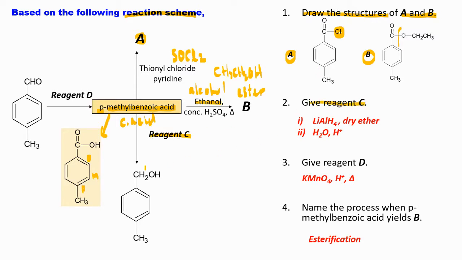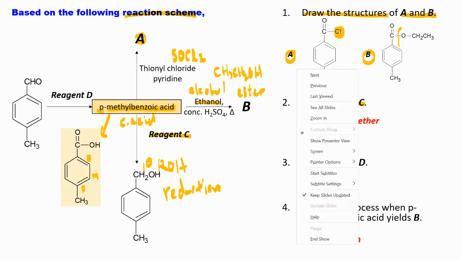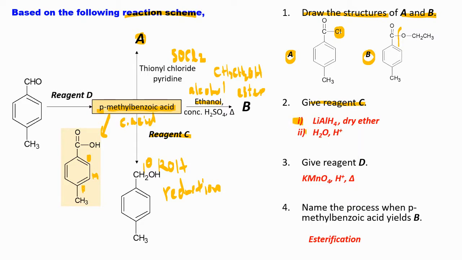Now we go to reagent C. Give reagent C. We can see this is a primary alcohol. So a carboxylic acid becomes a primary alcohol. It is reduction. So for reduction, we will use a reducing agent such as lithium aluminium hydride, dry ether, followed by hydrolysis. Remember for this, you must emphasize steps 1 and 2. Even though it's a reagent and didn't mention anything specific, if you have 2 steps, then you must label Roman 1 and Roman 2.